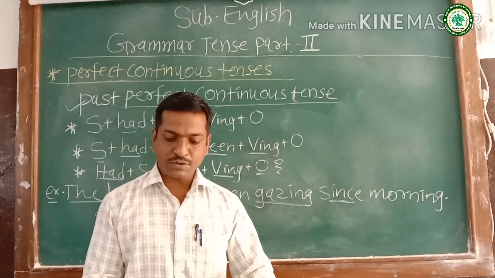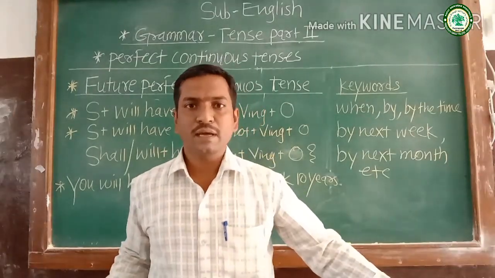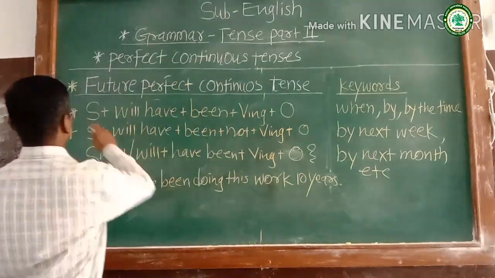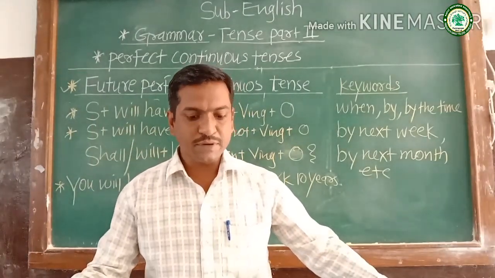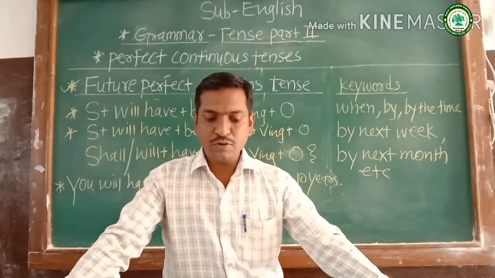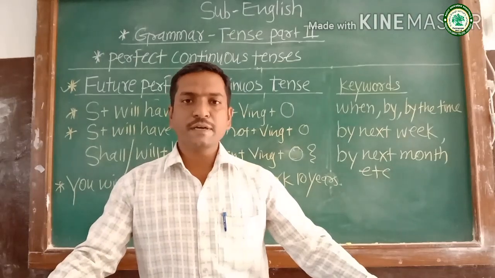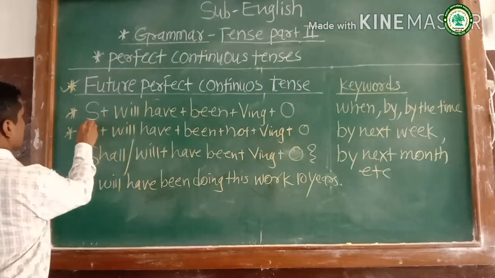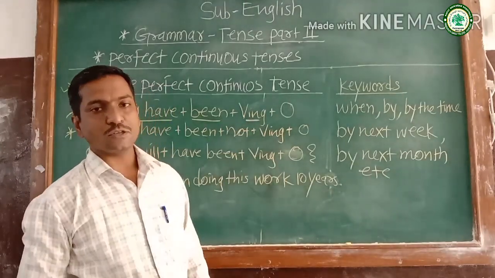Let's see future perfect continuous tense. Now students, let's see the final and the last tense, that is future perfect continuous tense. It refers to an action which will begin in the past and is still going on until a point in future time. Students, the affirmative structure of future perfect continuous tense is subject will have plus been plus verb-ing plus object.